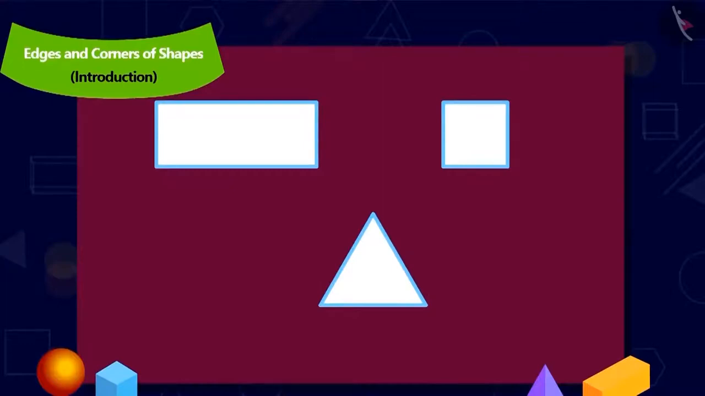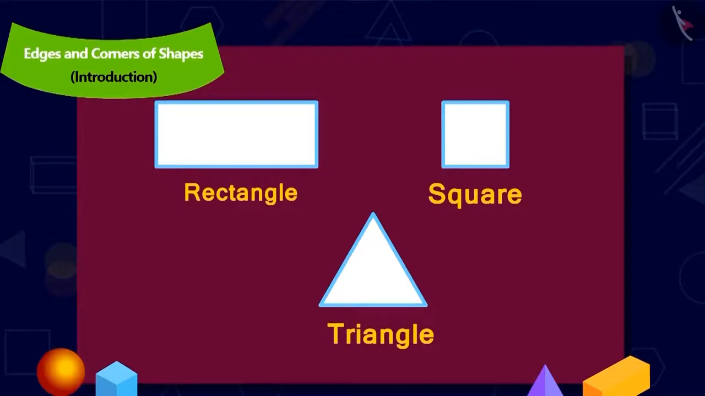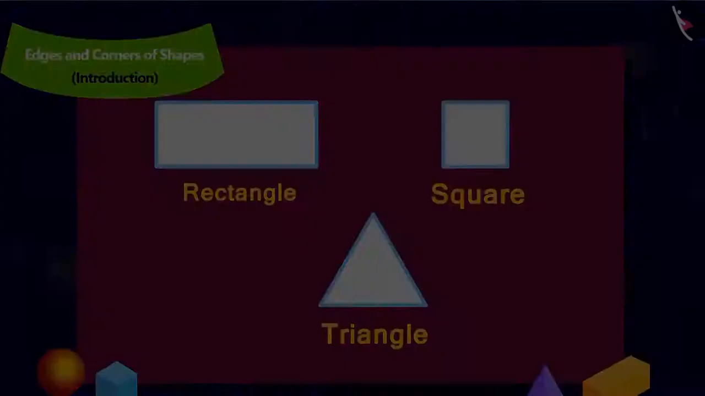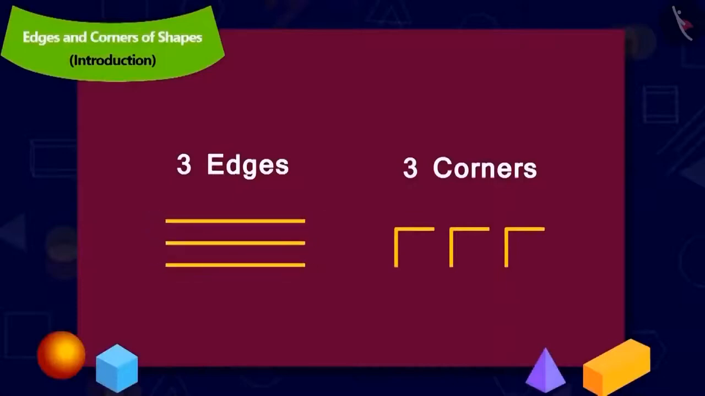Yes, this is a rectangle. This is a square. And this is a triangle. Now, Uncle asked Chanda to recognize the objects with 3 edges and 3 corners. Do you recognize this shape?